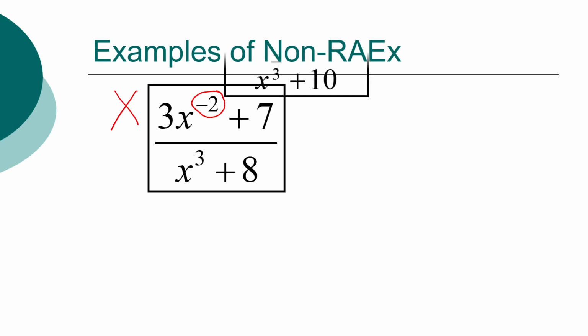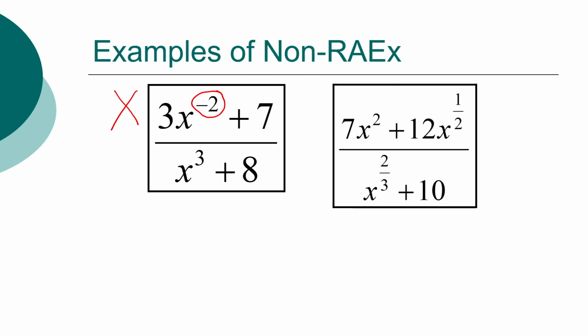Okay? Look at the second example. What did it violate? The fractional exponents. Okay, very good. This 1/2 is a fractional exponent, and this 2/3 is a fractional exponent. And take note, it is a variable. So this is also not a Ra-X because the variable has a negative exponent, or rather a fractional exponent.